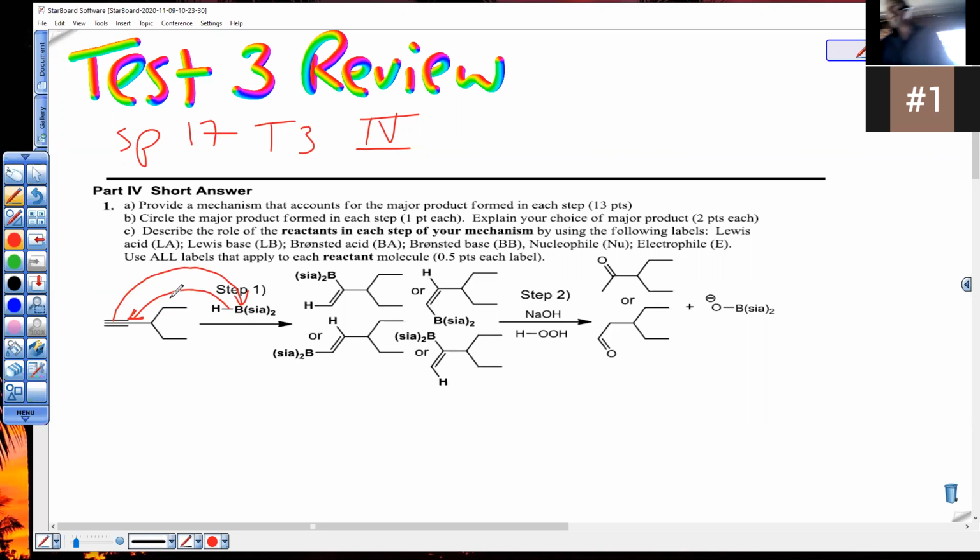Both of these bonds happen at the same time. That is called Syn addition. That gets rid of 2 of our products that are anti-addition, the H on the opposite side of the boron. The one with the more electronegative H is on the more substituted carbon is this one. We'll be explaining that in a second. And let's do the mechanism.